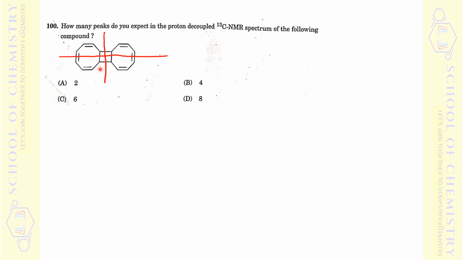Once you identify the symmetries, what you can do is choose one of the parts. Say I choose this part, and I can count the number of carbon atoms, and that many signals we get. This is not the proper way of numbering for nomenclature, just to count the number of carbon atoms: 1, 2, 3 and 4. Because of symmetry, all other parts of the molecule will give signals at the same positions. So the total number of signals in this molecule will be 4. Option B is the answer.